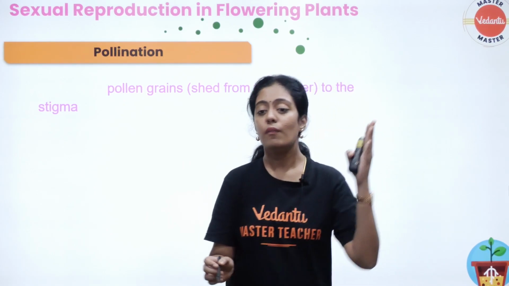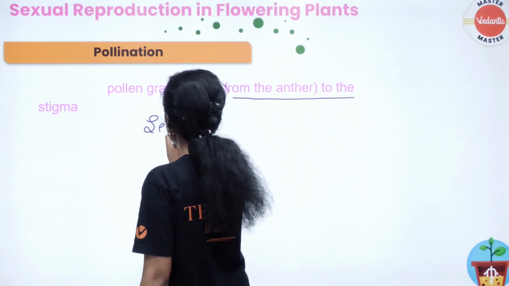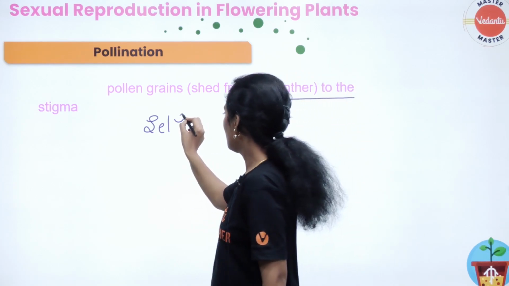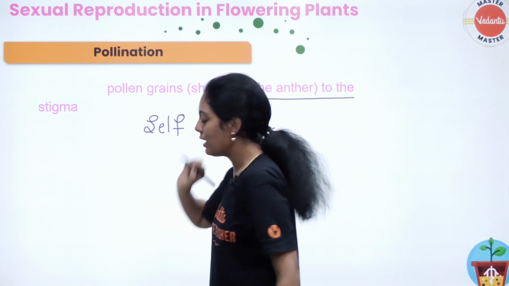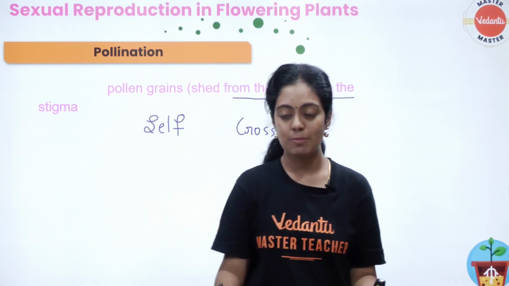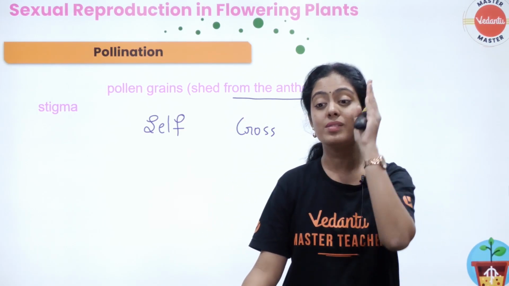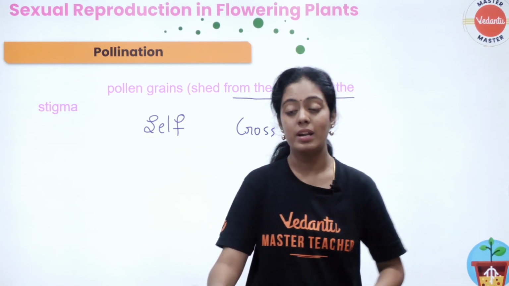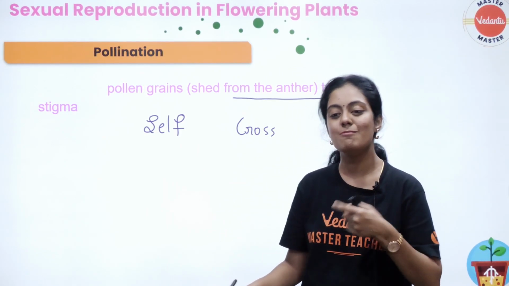What is pollination, children? It is a transfer of pollen grain from the anther to the stigma. There are two kinds of pollination, one is self pollination, correct, and the other is cross pollination. So self and cross. What is self pollination? Self pollination is nothing but the transfer of pollen from the anther to the stigma of the same flower. What is cross pollination? It is a transfer of pollen from the anther to the stigma of a different flower on a different plant.